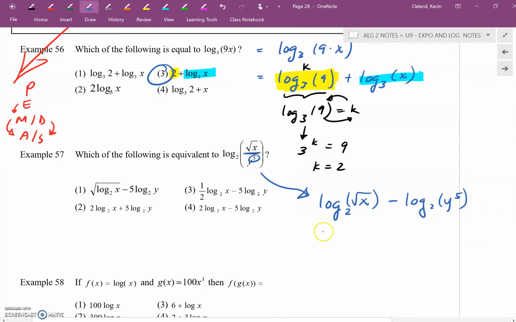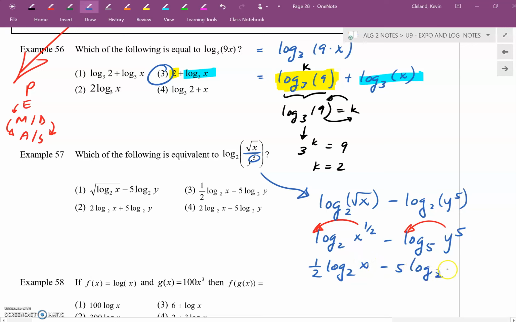Okay, so then I'm going to convert that log base 2 of the square root of x to x to the 1/2 power. And I'll just leave this guy alone for now. Then applying the exponent property, just bring these out front, and that'll get us 1/2 log base 2 of x minus 5 log base 2 of y. I noticed a little typo here. Let's fix that. And what is that? That's choice 3.